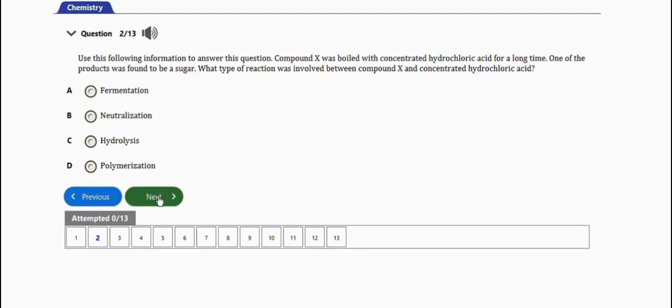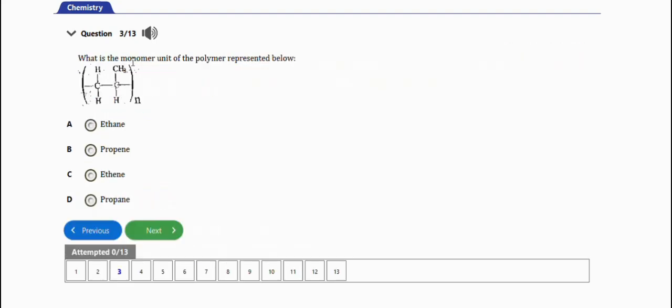The next subject question will be this one. It says, what is the monomer unit of the polymer represented below? So since we are having 3 carbon atoms in this structure and we have a single bond involved, this shows us that the answer would be option D, which is propane. Alright, so that's it for this question.